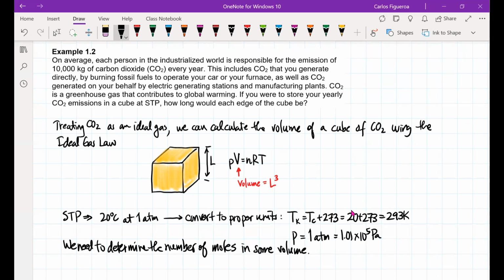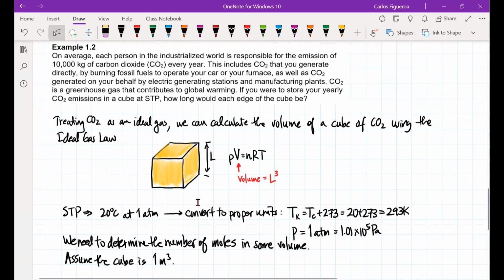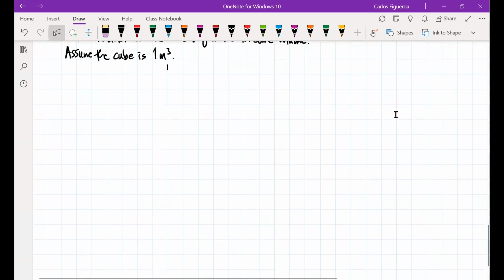So since we're using proper units, I'm going to assume the cube is 1 meter cubed. That does not take away from the problem. So here we go. I'm going to calculate the number of moles first, because that's what I need.